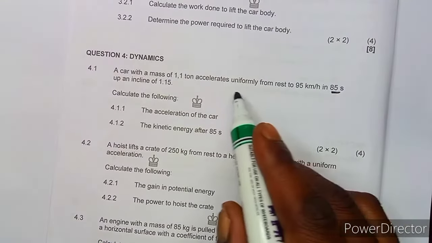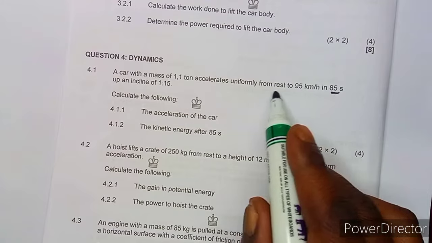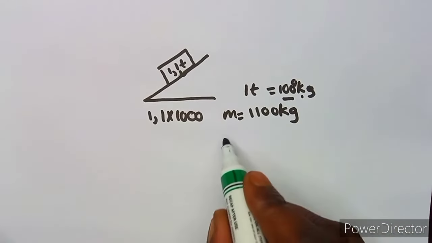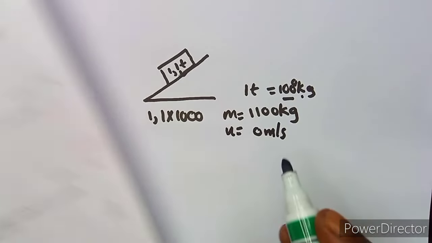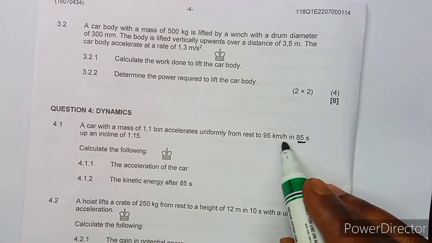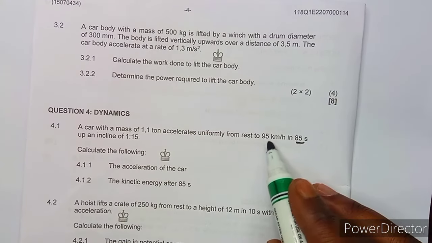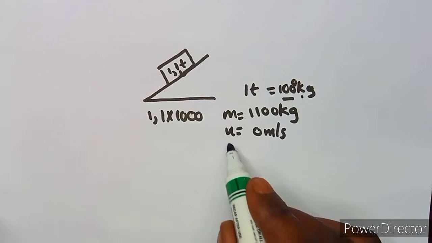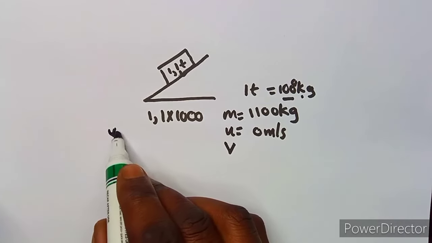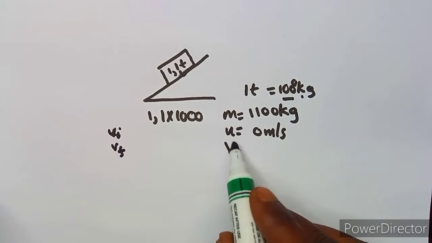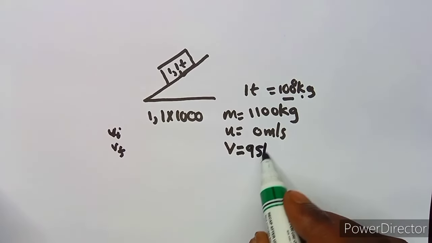If you cross-check, it accelerates uniformly from rest. Take note, from rest means the initial velocity is 0 meters per second, up to 95 kilometers per hour, which is the final velocity. You can write these as v initial and v final, or you can just write u and v. So this is 95 kilometers per hour.